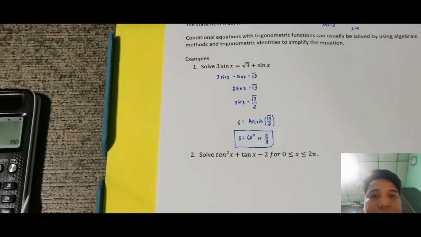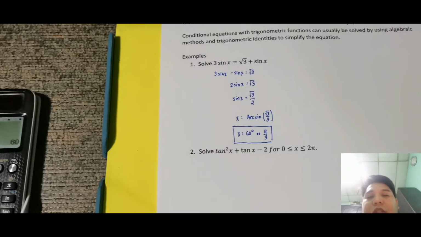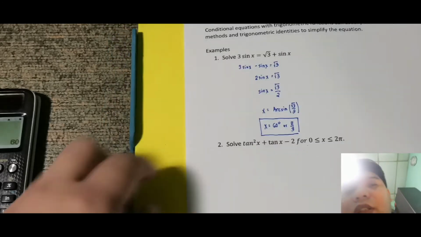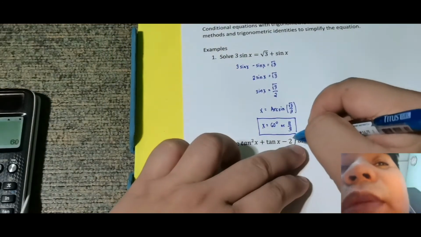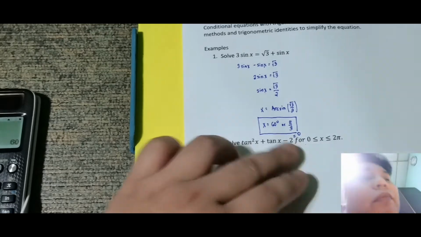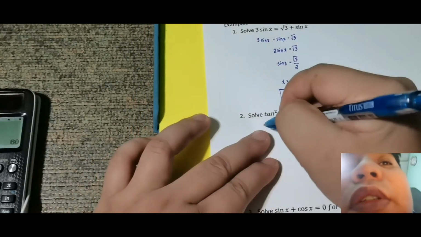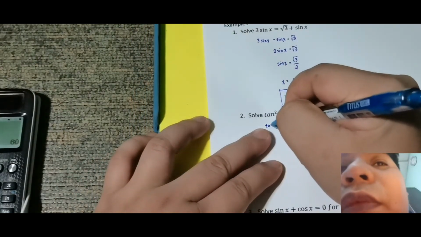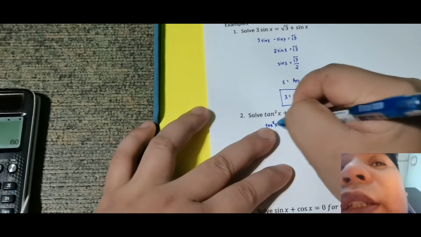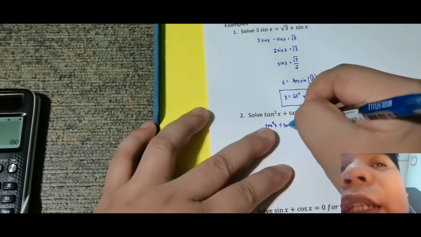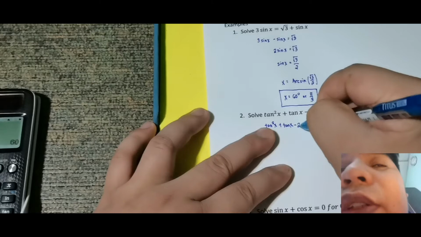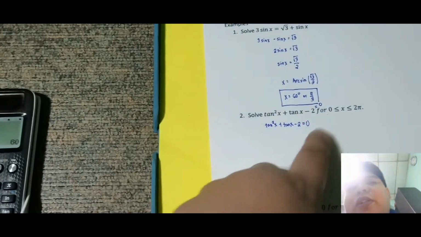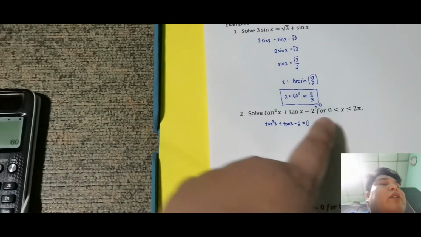Okay, next is solve tangent squared x plus tangent x minus 2, for 0 is less than or equal to x less than or equal to 2 pi. So hindi siya equation, no? Nakalimutan lagay ni sir, equal siya sa 0. So sabi, solve daw natin yung square of tangent x plus tangent x minus 2 is equal to 0, for 0 is less than or equal to x less than or equal to 2 pi.